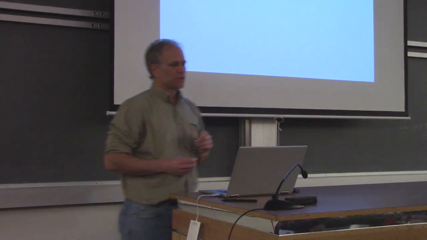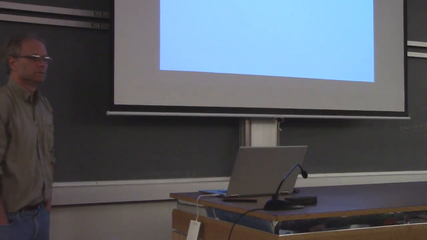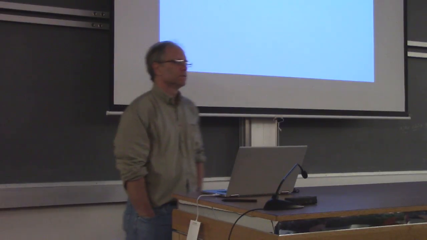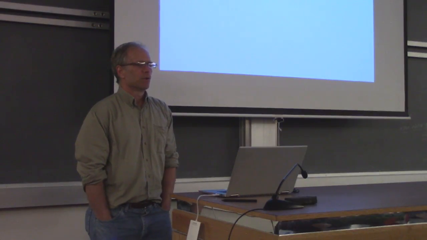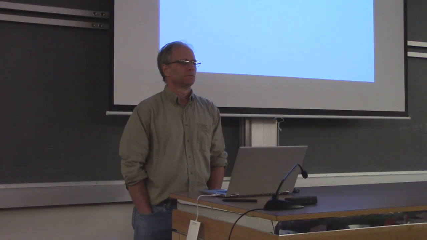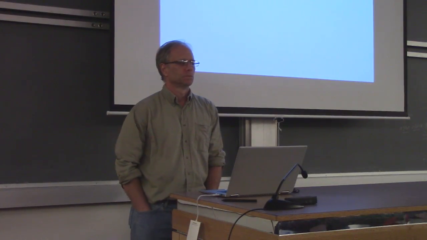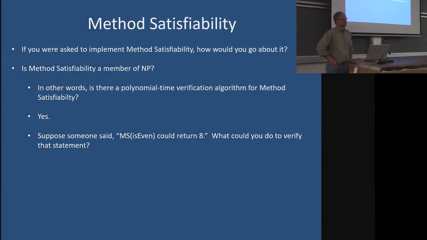Now, to prove it's NP-complete, we've got to prove method satisfiability is a member of NP. What does that mean? What do we have to show to argue that method satisfiability is a member of NP? Our verification algorithm for MS is just the function that we fed it, right? So we would feed our output back into F, and if it returns true, then MS gave us a valid value. Exactly. You said it exactly right.